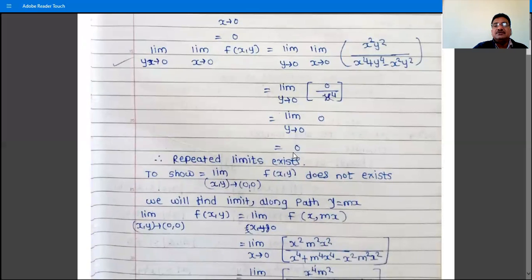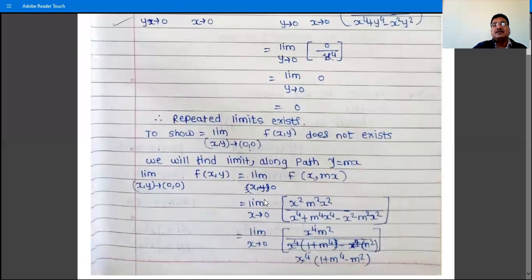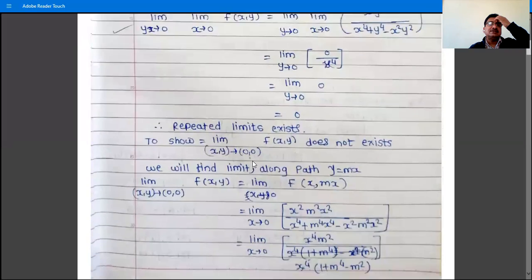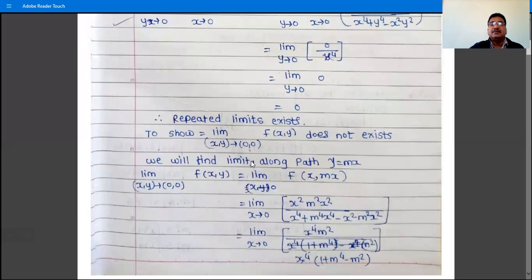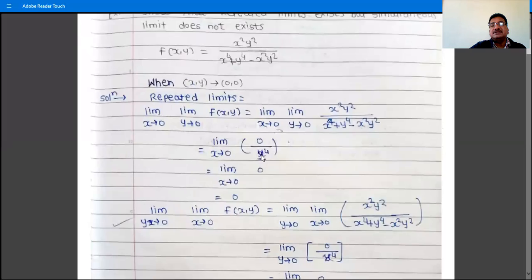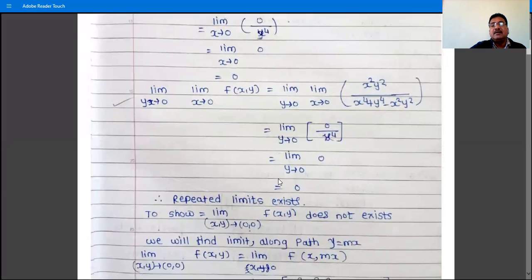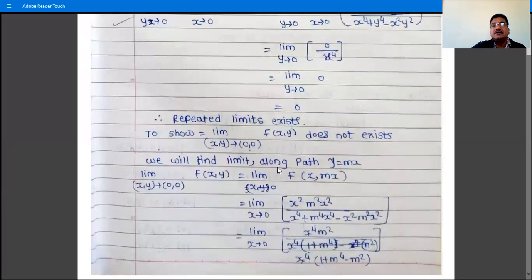And the limit of 0 is what? As y tends to 0 it is 0. So the repeated limits exist and both are equal, but the simultaneous limit does not exist. If the repeated limits exist and are not equal, then we can say that the simultaneous limit does not exist. But if the repeated limits exist or do not exist, or they are equal, then we cannot say any result about the simultaneous limit.